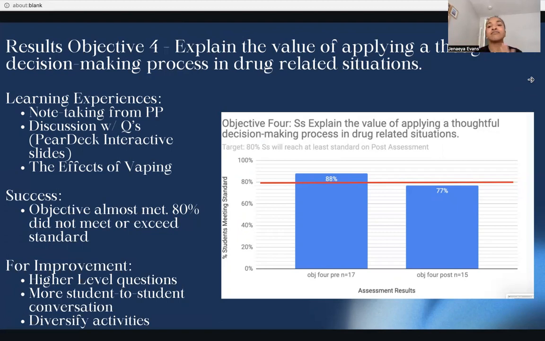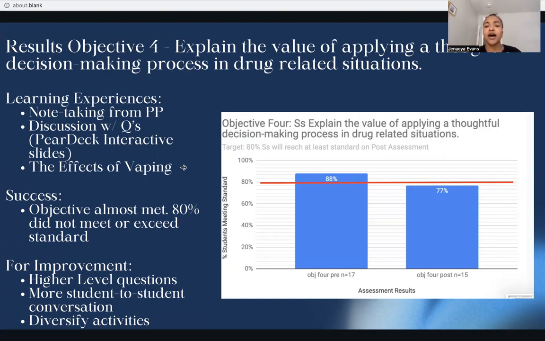And just at this point, I started to realize that I needed to diversify the activities. Because like I said before, it was the same thing with the learning experiences: note taking from the PowerPoint, discussion questions, and then they would do the formative assessments. So I could have heard from students more about the value of making decisions, how to make a right decision, what barriers could you come into contact with making a healthy decision. We could have gone a little further with that.